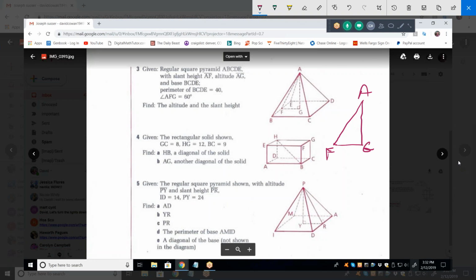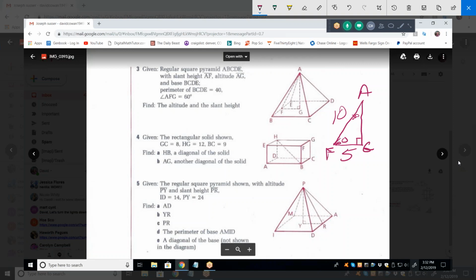Yes. What's FG's measurement? FG would be 5. And if this is a 30, 60, 90 triangle, what's AF? AF has to be 10. Good, very good. Not everybody knows how to do that. And does that answer everything? Not quite. We need AG. What is AG?